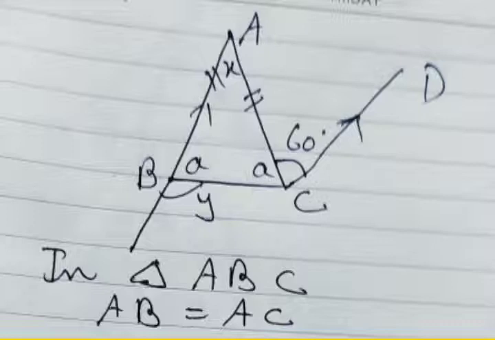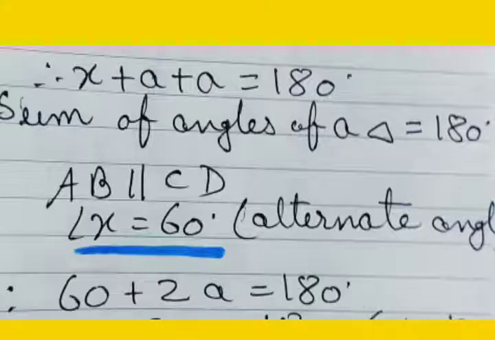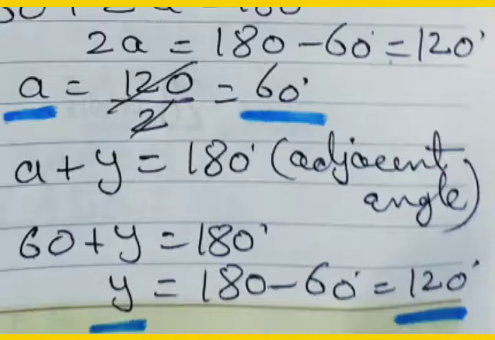So A, B, C and D, as I have done, you can see on the screen. So in triangle ABC, AB is equal to AC, and so X plus 2A equal to 180 degree, because sum of angles of a triangle is 180 degree. AB is parallel to CD, so angle X will be equal to 60 degree, alternate angle. Then 60 plus 2A is equal to 180 degree. When we solve, we get 2A is equal to 180 minus 60, that is 120, and so A is equal to 120 divided by 2 is equal to 60 degree.